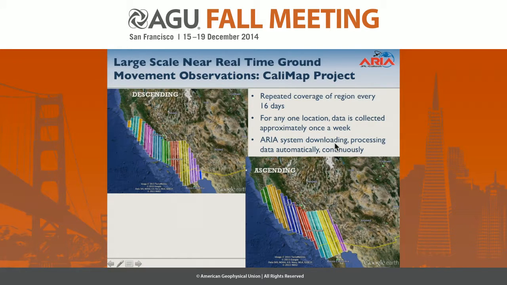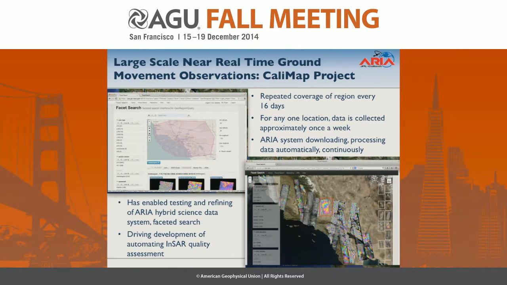One of the key projects within our collaboration with ASI, though, is looking at California. This is the CaliMap project, and they've been mapping California using ascending and descending passes so that you get repeat coverage of every region every 16 days, and then for any one location, data is approximately collected once a week. And the ARIA system, in order to keep up with this, has had to be downloading and processing the data automatically and continuously. Working with this data set has enabled us to really test and refine this hybrid data system.